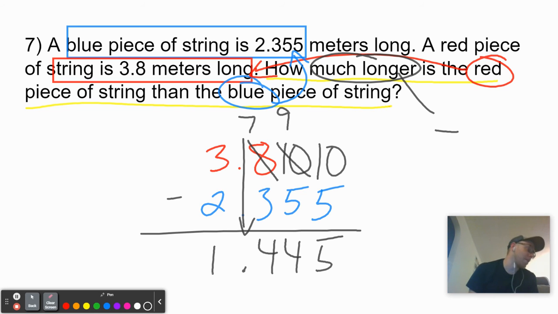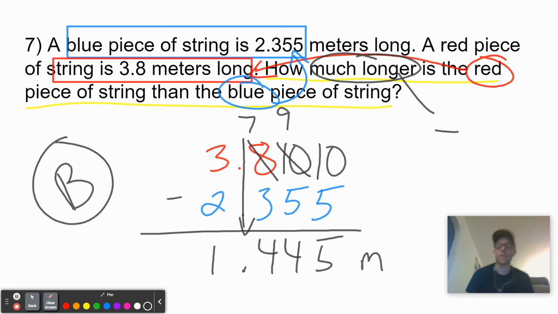So this should be 1.445 meters. I'm just going to abbreviate that with an M, and that should be answer choice B. Definitely our most challenging question, I think, of the set of 5, because we had to flip-flop order, remind our brain that how much longer means to subtract, and to make sure that we were subtracting in the right order.